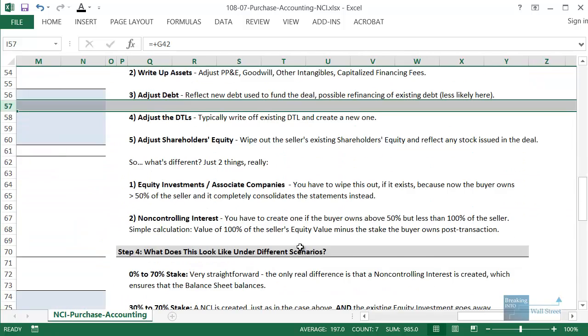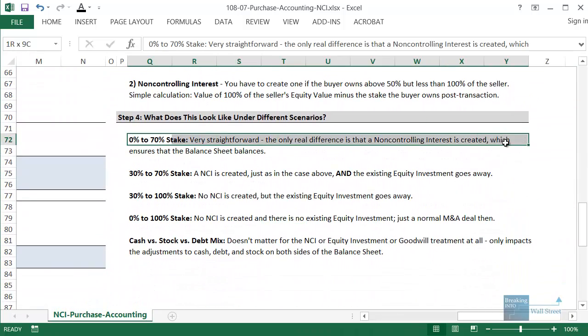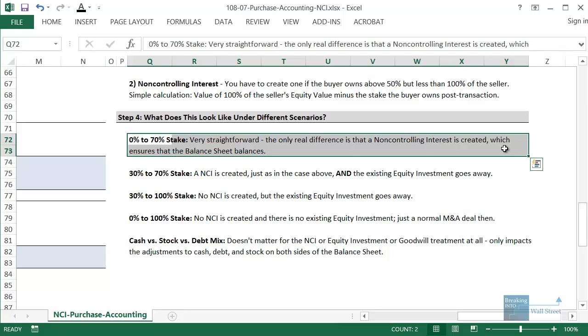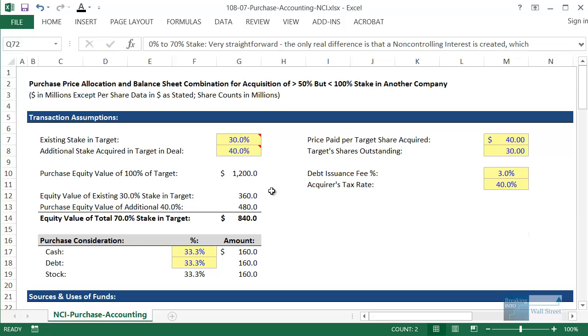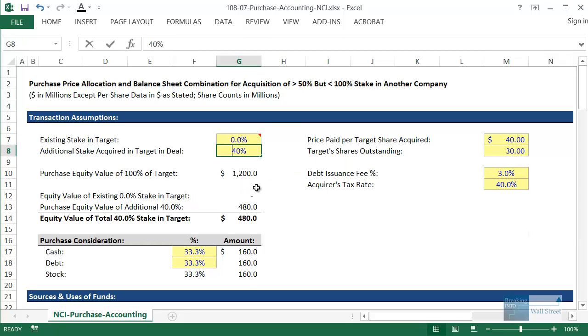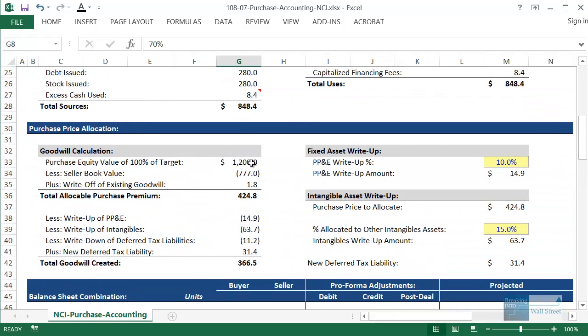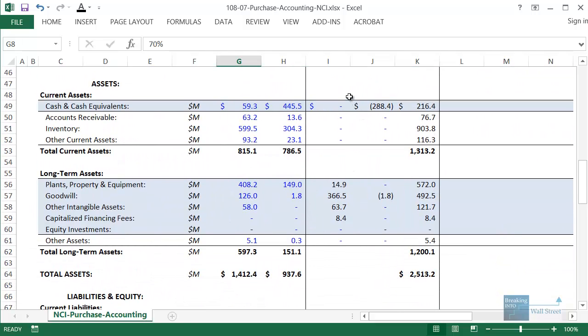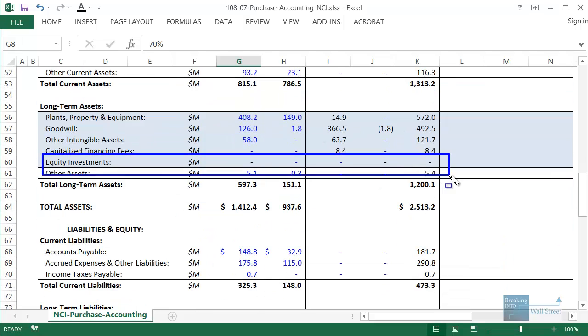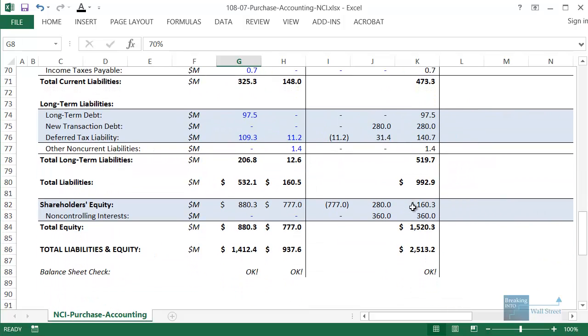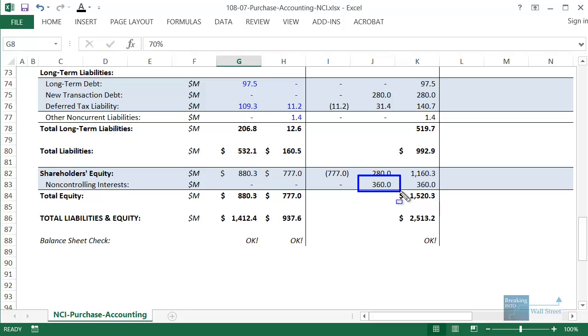Now, I do want to show you a few other cases here of what happens. For the case where we start with a 0% stake and then go to a 70% stake, this is actually even easier, because all that happens here is that we have a 0% stake and then we go to 70%. And so in this case, we still allocate goodwill based on the value of 100% of the company. So that doesn't change. The goodwill created stays the same. What does change is that we are using more cash, debt, and stock to fund the deal. We don't have any equity investments to get rid of, so nothing happens there. And then going down to the bottom, we still create exactly the same non-controlling interest because we still do not own 30% of the company.